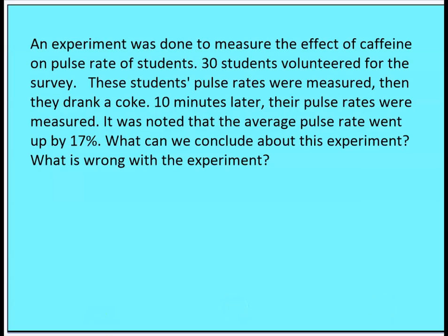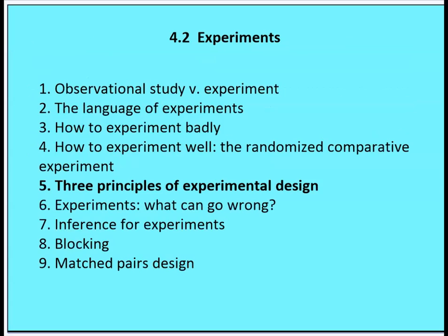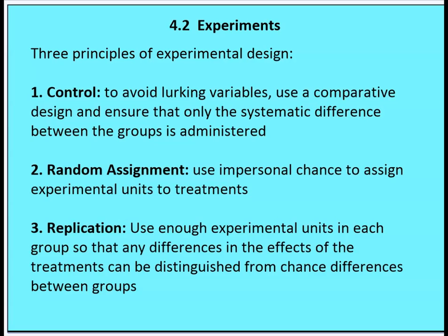All right, so I'm going to move on in a minute, so please finish copying this down. All right, so let's talk about 3 principles of experimental design. Control. To avoid lurking variables, we're going to use a comparative design to ensure that only the systematic difference between the groups is administered. So you have 2 groups, everything's the same, except you just change one variable, and that's it.